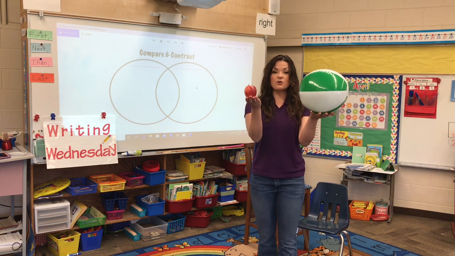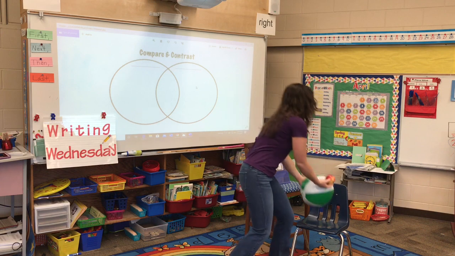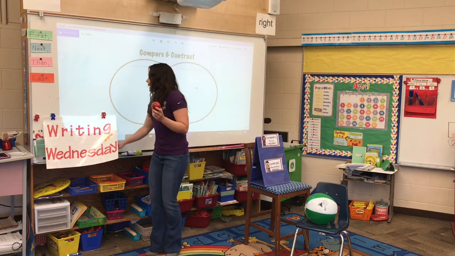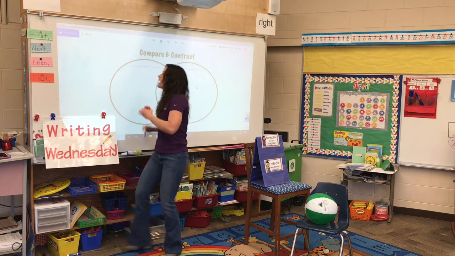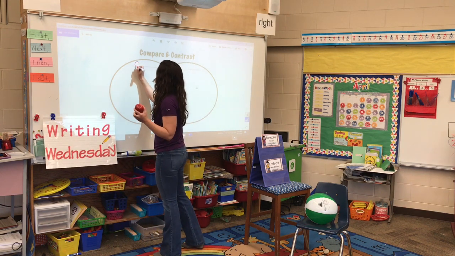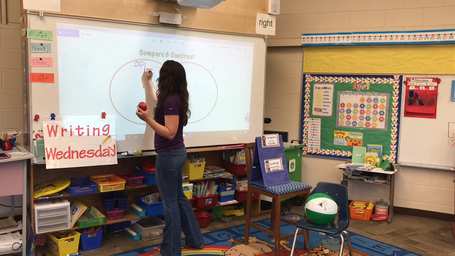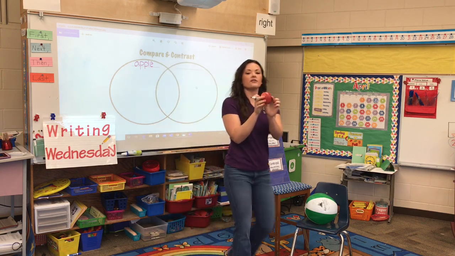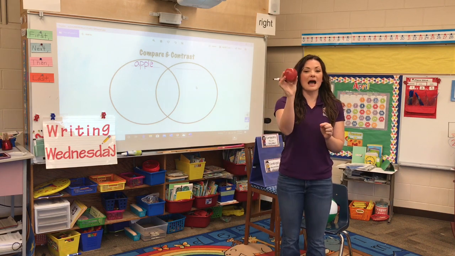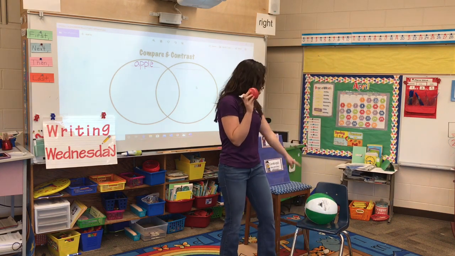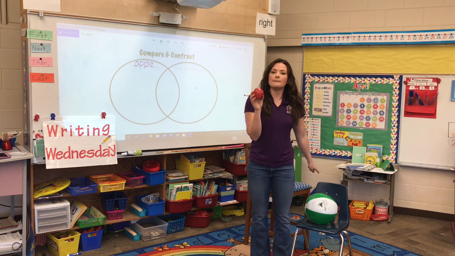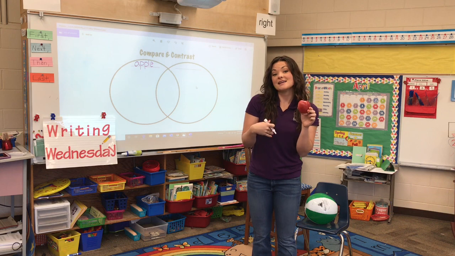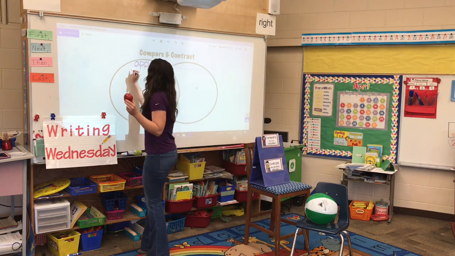So I have these two objects. I'm going to start with my apple. I'm going to put my beach ball down to the side. I'm going to take my apple and with my Venn diagram, I'm going to write apple on this side at the top. And I'm going to write three different things down to describe this apple, making sure they're different than how I would describe my beach ball. So my apple is food. It is something that I eat. So I'm going to write under apple, I'm going to write food.